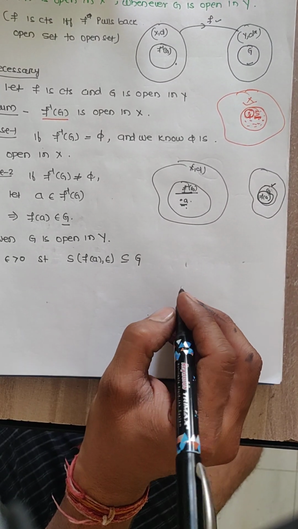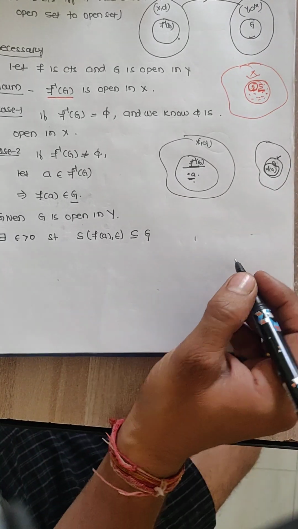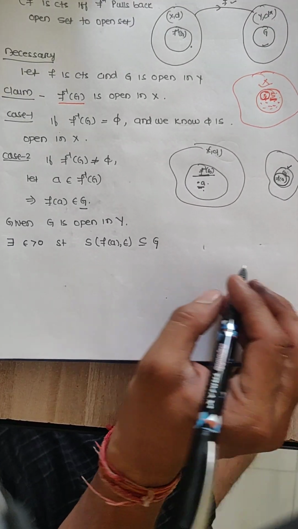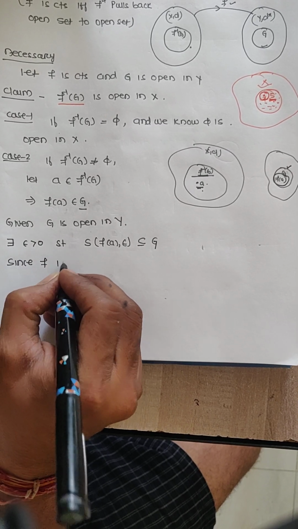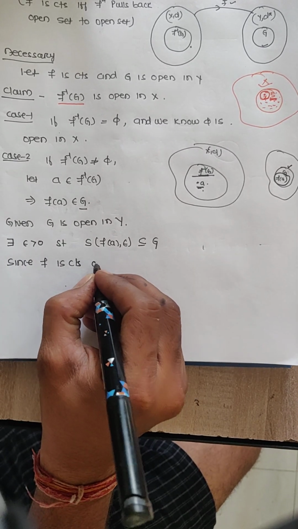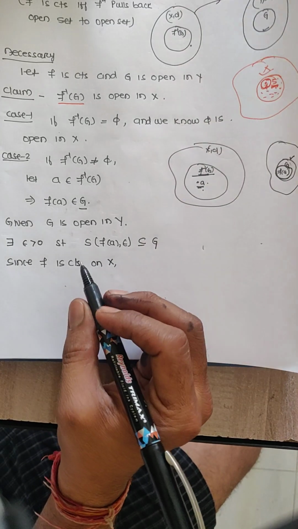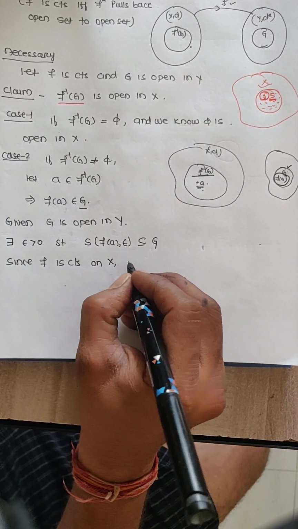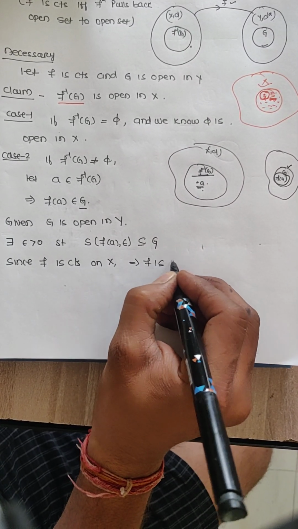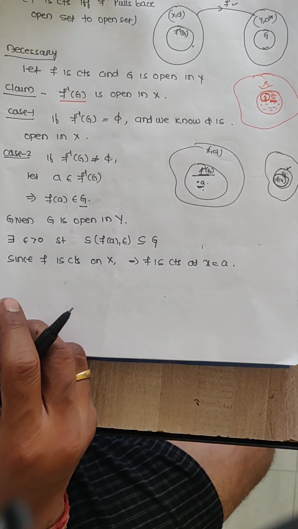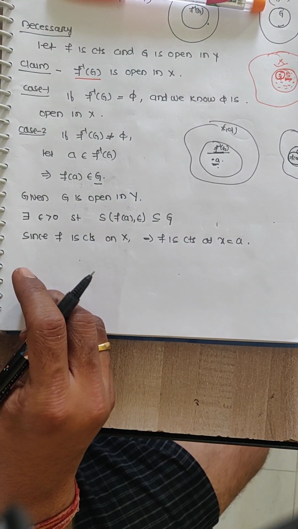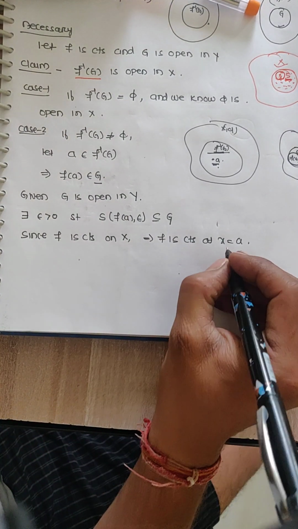Now again we will use continuity. Since f is continuous on X, that implies f is continuous at x equal to a. What does that mean? f is continuous at x equal to a.